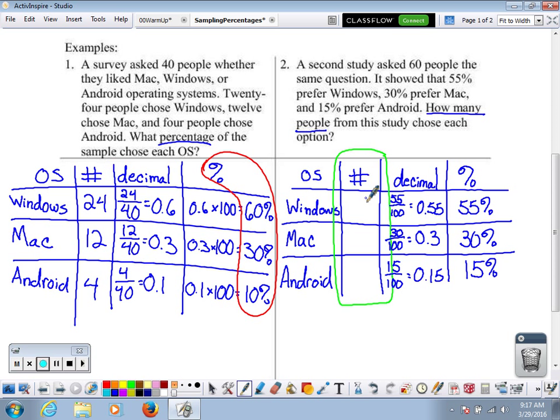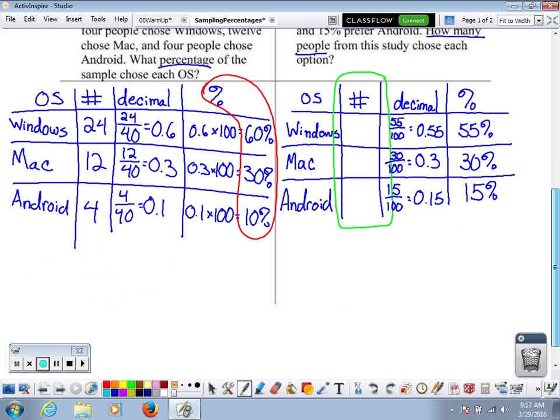Very good. We'll take the decimal probability, the decimal version of the percent, and we'll multiply it by the number of trials. So for Windows, we'll take that 0.55 and we'll multiply it by what? By 60. Because this time we asked 60 people. Okay, and Eileen, what did we get? About 33 people.